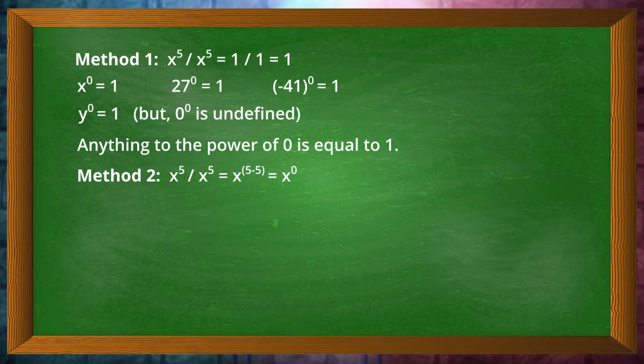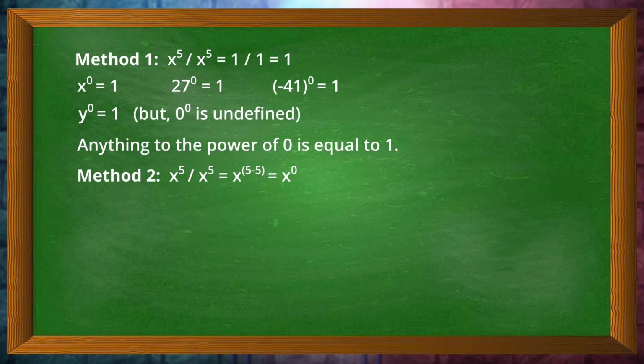A second way. This time by subtracting the indices. The base is x. Subtract the indices. 5 minus 5 gives 0. Now, using the new rule we have just learned, we know that x to the power of 0 is equal to 1. So whether we simplify by cancelling or by subtracting the indices, we get the same answer of 1.